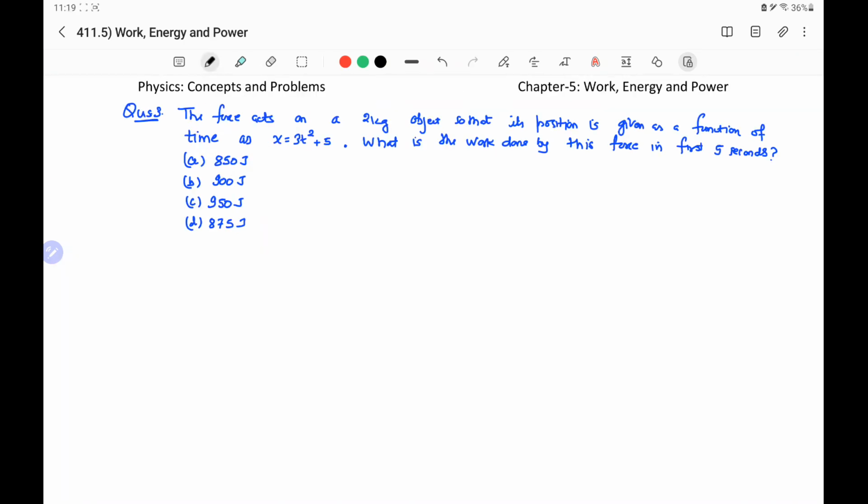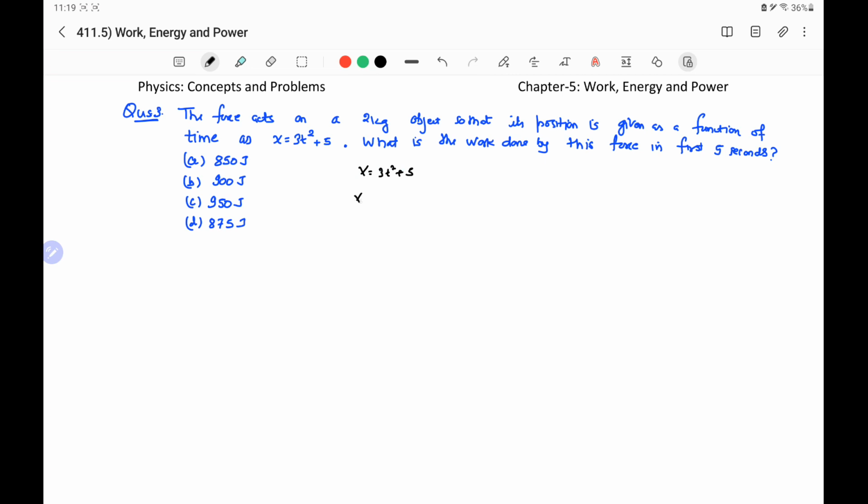Third question is, the force acts on a 2 kg object so that its position is given as a function of time as x equal to 3t square plus 5. What is the work done by this force in first 5 seconds? The position of the body is given as x equal to 3t square plus 5.